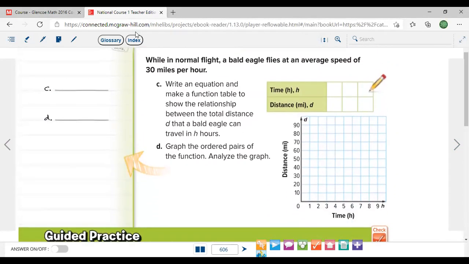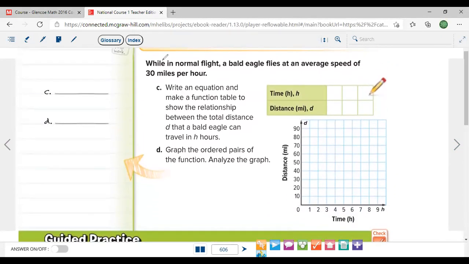Let's take this example. While in normal flight, a bald eagle flies at an average speed of 30 miles per hour. Write an equation and make a function table to show the relationship between the total distance d that the bald eagle can travel in each hour. So first, let's write an equation that the distance equals 30h, means 30 miles per hour. So 30 miles times the number of hours.